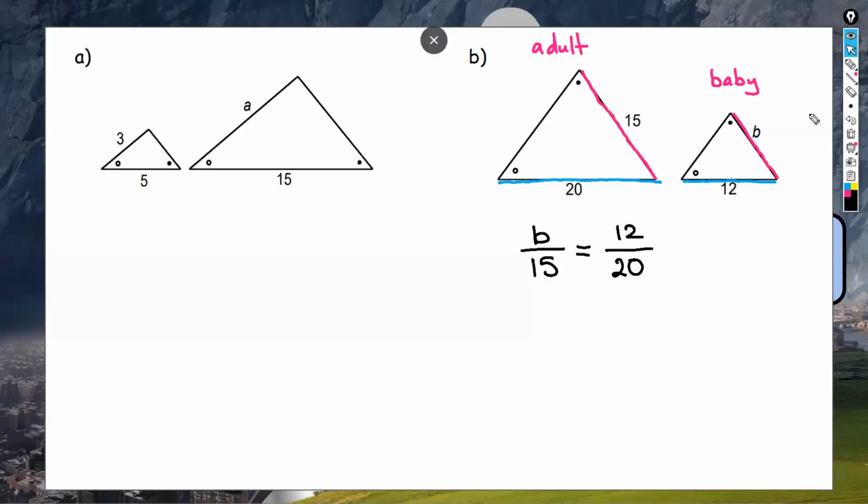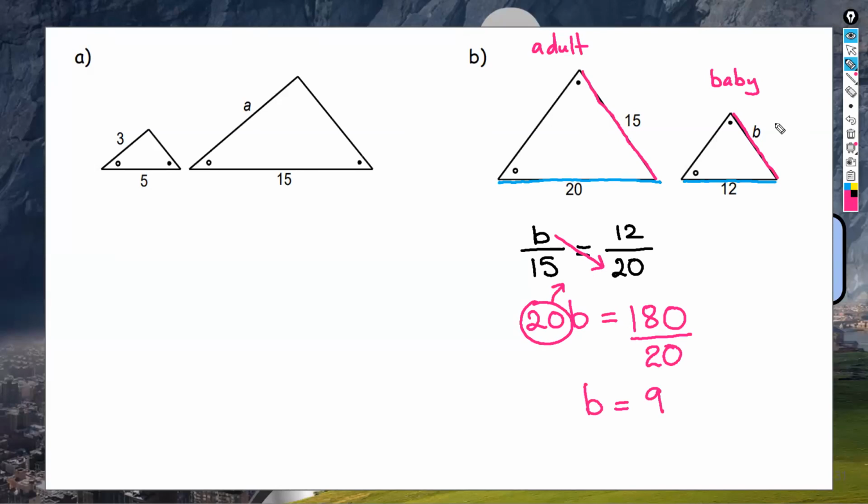So let's cross multiply. I'm going to do the B and 20 first. B times 20, everyone could do that, that's just 20B. 12 multiplied by 15 is 180. This 20 is a multiply, throw it across and you get a divide. So B is 9. It didn't say whether it's centimeters or meters, but we're just going to assume it's centimeters.